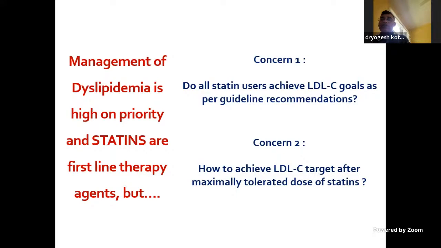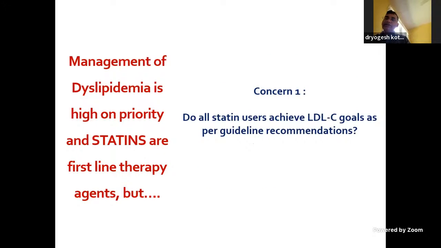So what do we do with this group of patients who do not tolerate any statin, or who do not tolerate moderate to high intensity statin? These are the two main concerns with statin therapy which we always needed to address. Ezetimibe was there, but it was only partially efficacious. So there was always a search for a new drug to address these concerns.